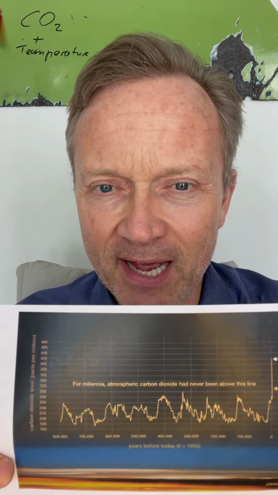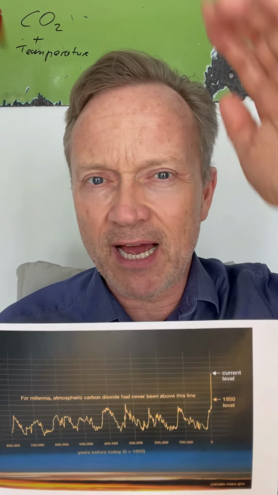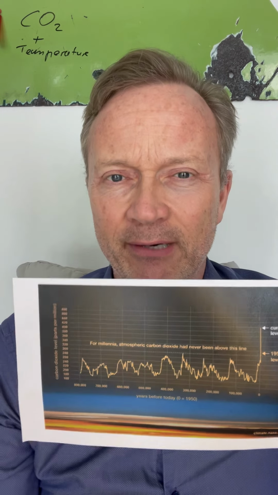And now, where are we today? This is the same diagram from NASA. It's just printed in different colors. This is where we were before industrialization, 280. This is where we are, 425, at the end of last year. And we go straight up all the time. So CO2 has never been above the 300 level for the last 800,000 years.